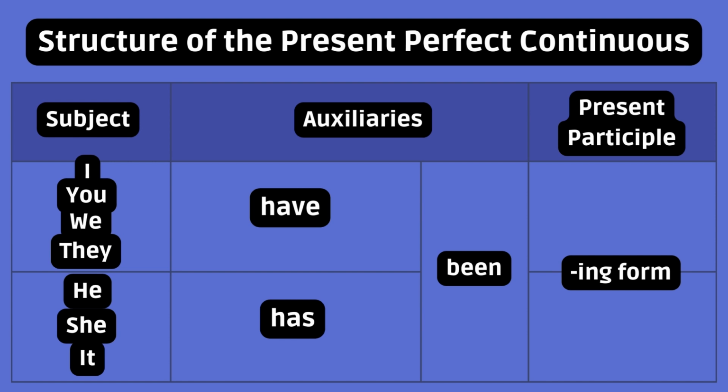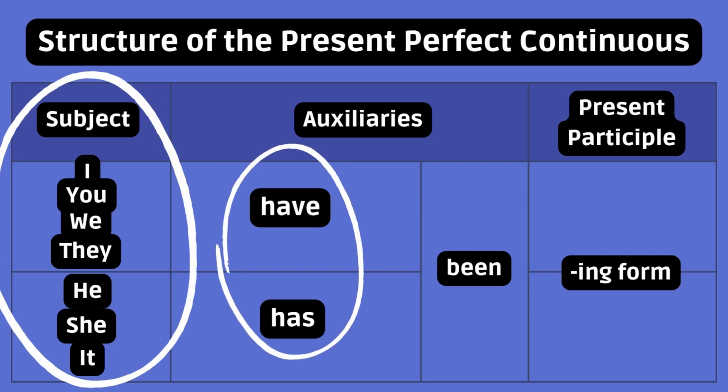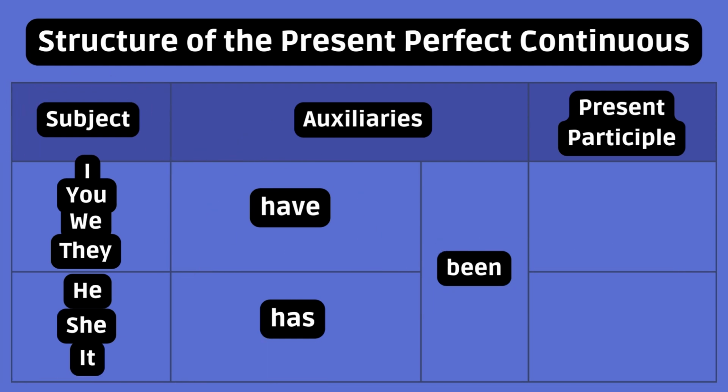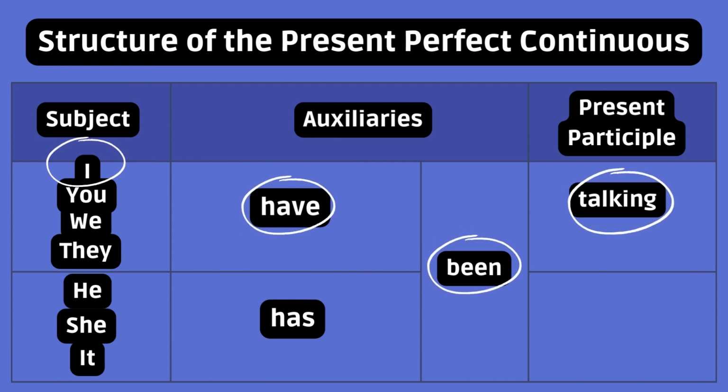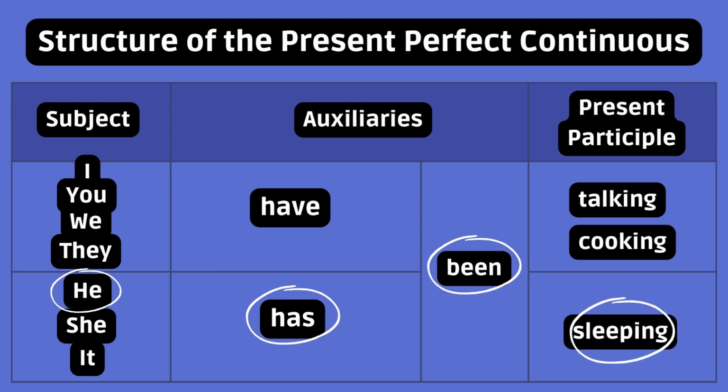Your two auxiliaries don't carry the action. The last word, the ing form, is the actual action. Anyhow, you just need to memorize the following. Subject plus have or has plus been plus ing form. Example, I have been talking. You have been cooking. He has been sleeping.